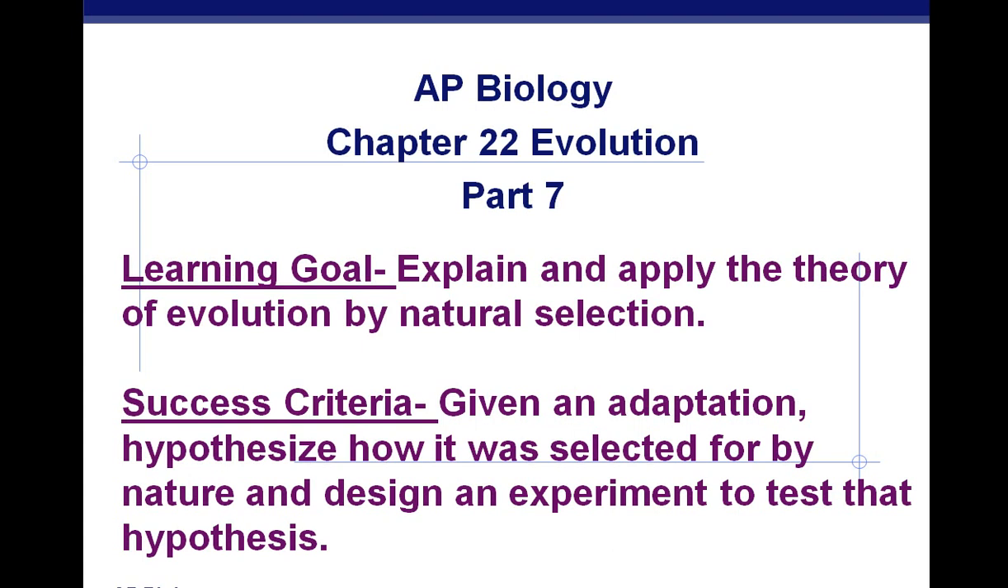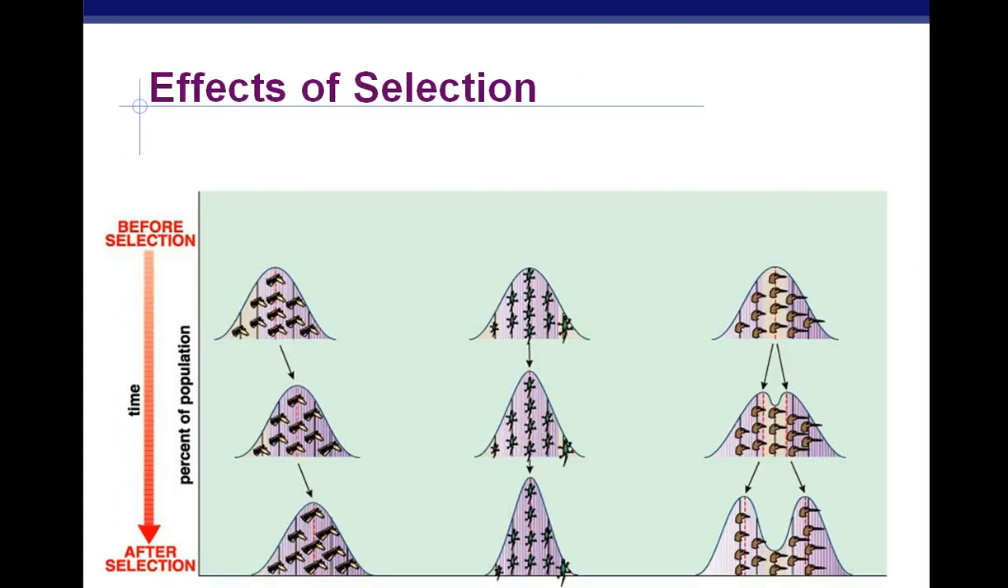AP Biology, Chapter 22, Evolution, Part 7. Effects of selection. Now we're going to talk about what will happen to populations over time, depending on the type of selection they're undergoing.